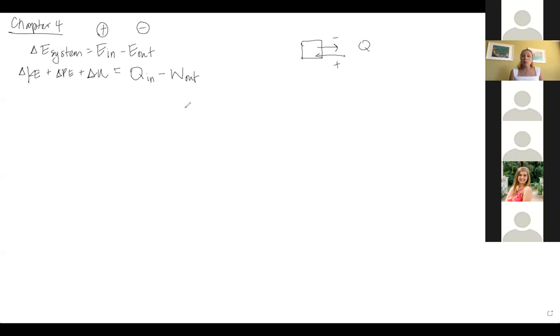So when we're setting up a problem, if we know that there is work coming into the system, we're going to actually have this work as an in term, a positive term. So for this setup of a problem, we have heat that we know is coming in, and we have work that we know is going out. But we can change what's coming in and what's coming out. So I'm going to do an example problem today and try to illustrate this a little bit more.